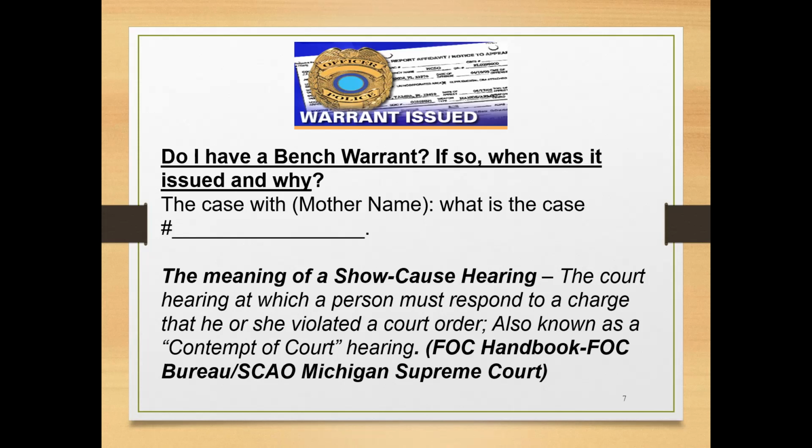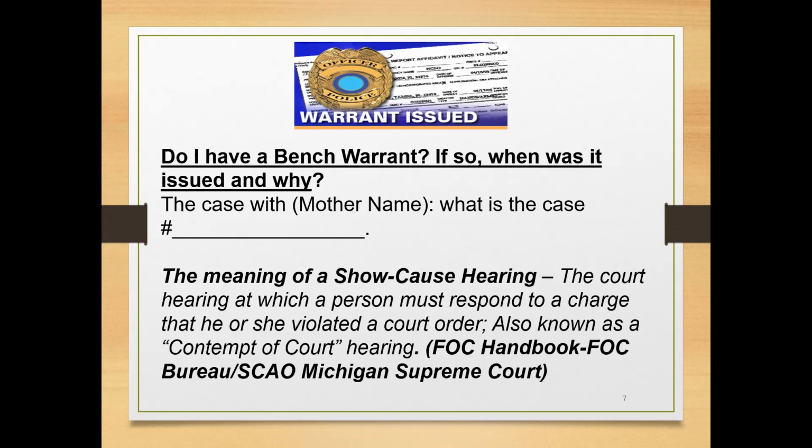You didn't come to the show cause hearing, but it's like, I'm locked up, I couldn't come to the hearing. That's why you need to know when. It says here, do I have a bench warrant? If so, when was it issued and why?